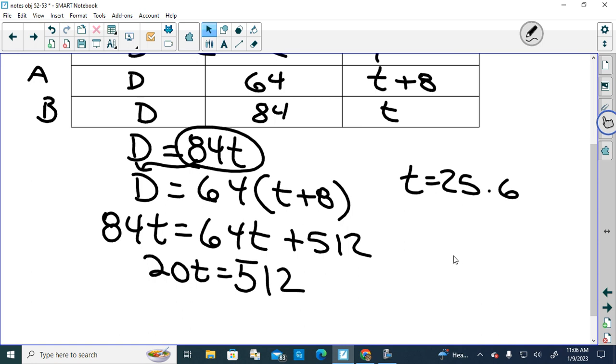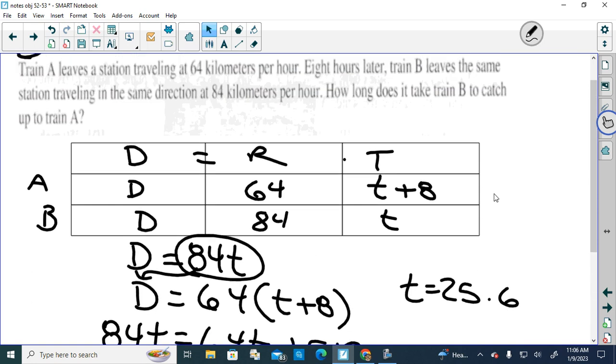Okay, so now back up to the question, just to make sure we answered it. It says, how long does it take train B to catch up with train A? Well, train B, if I were to multiply this times this, that would tell me the what? Because that's not what they're looking for. If I multiplied 25.6 times 84, that would give me their what? Distance. Okay, they weren't looking for distance. They wanted to know the time.